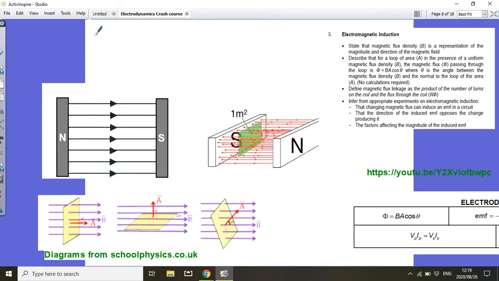For electromagnetic induction, there is a bird in the background, I know, and you're just going to have to bear with that, because I really don't want to get it to keep quiet.